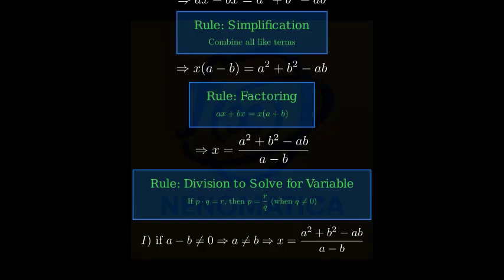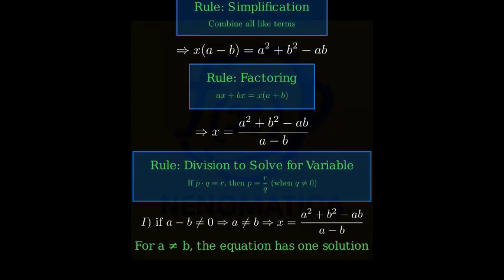Now, we need to consider different cases for our solution. Case 1, if a is not equal to b, then our solution is valid, and x equals a squared plus b squared minus ab all divided by a minus b.